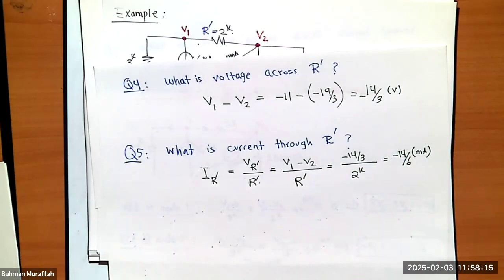So as soon as I know the node voltages, I know everything in this circuit. I can compute whatever the question is asking. Right? Any question? Is everything clear to everybody?